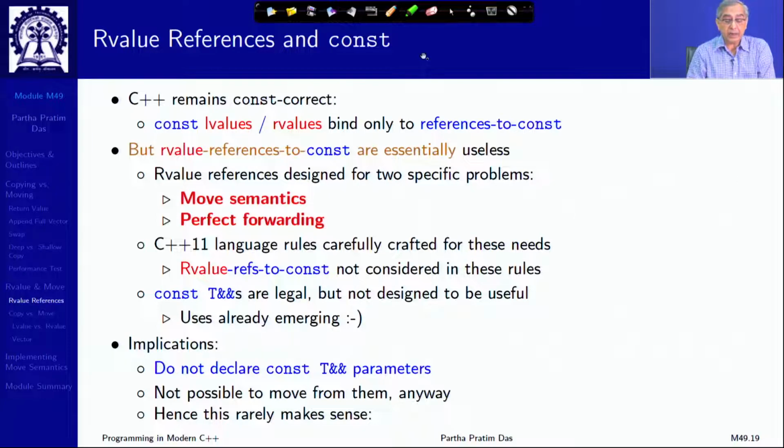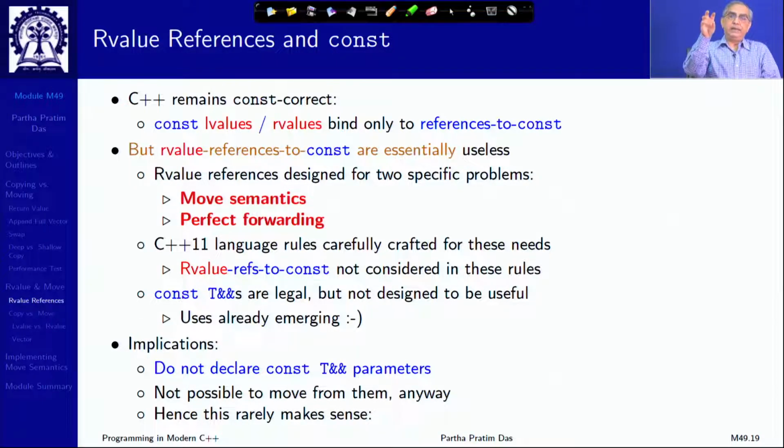Now, the question is what about constness? The const L value or R value bind only to references to const, but Rvalue references to const are essentially useless. Why? Because why did we identify Rvalue? Because we should be able to move.